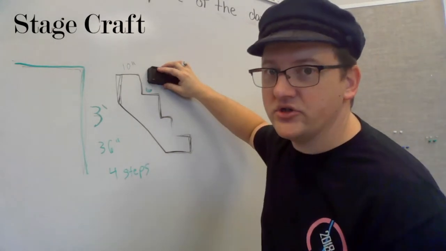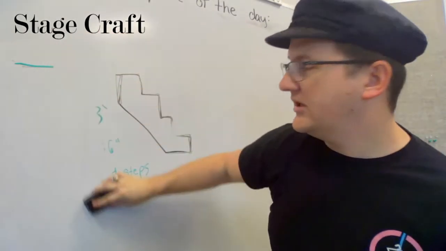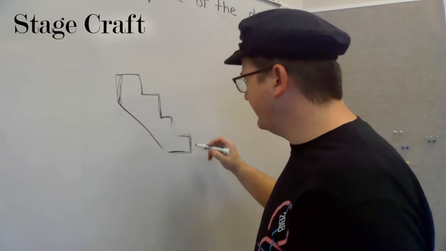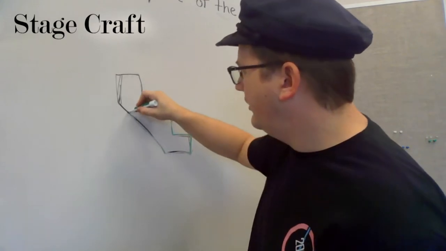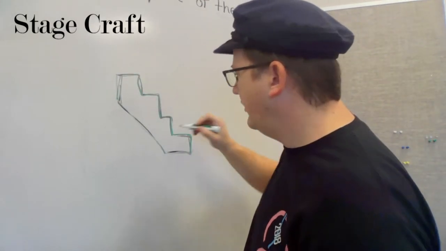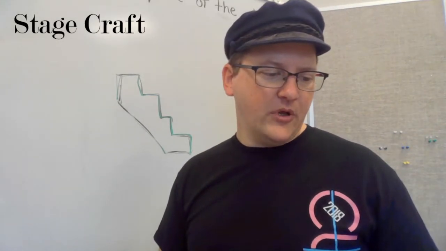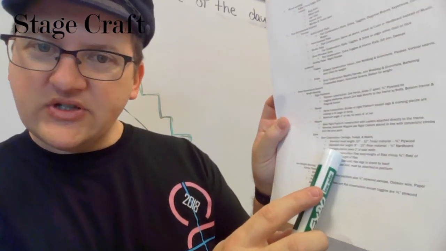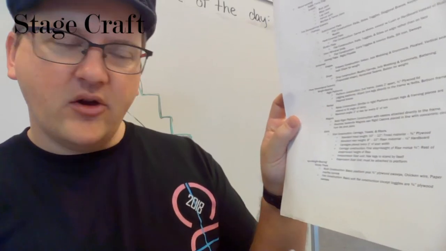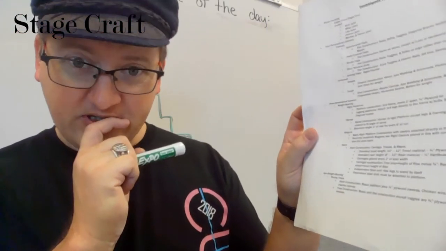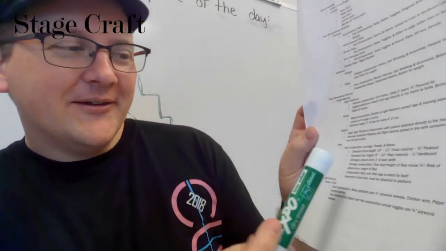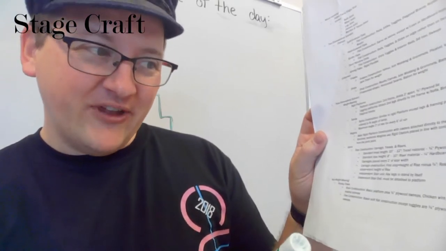Let's talk about carriage construction, because there are some important details that we have to make sure we understand. Okay, so here's our carriage. I'm going to skip down on your notes to where it says construction carriage. It says carriages need to be placed every 2 feet of stair width.